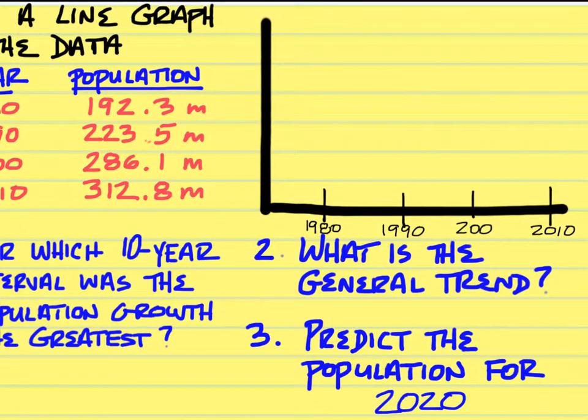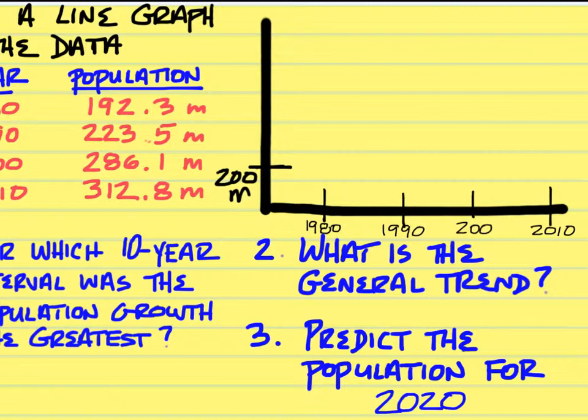And now on the left-hand side, the y-axis, the one that goes up and down, is how you're going to mark off the population. Now there's no one right way to mark this off. You should look at the lowest number. The lowest number in there is 192 million, 192.3 million. So we could start at probably 200 million. So we can put a mark there, and we'll make that 200 million. Your highest one is 312.8 million. So your graph does not have to go any higher than that.